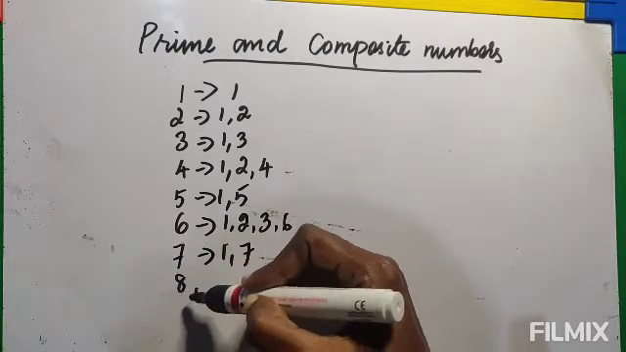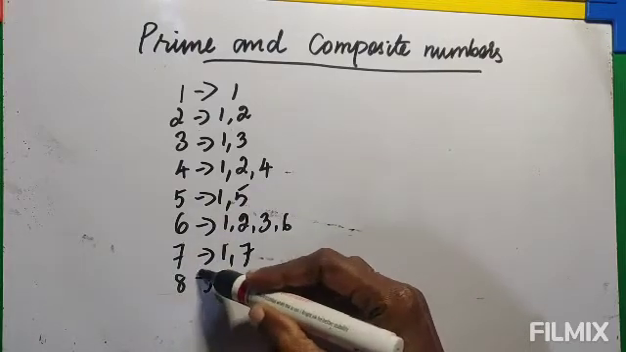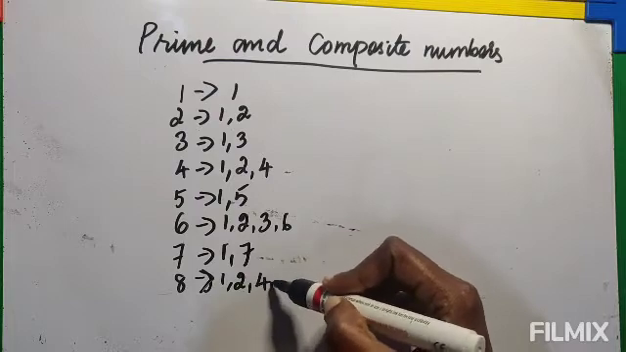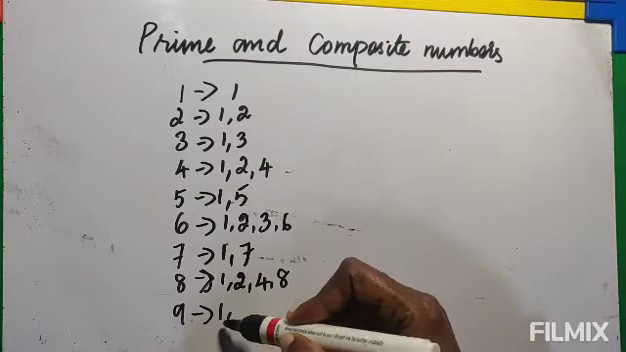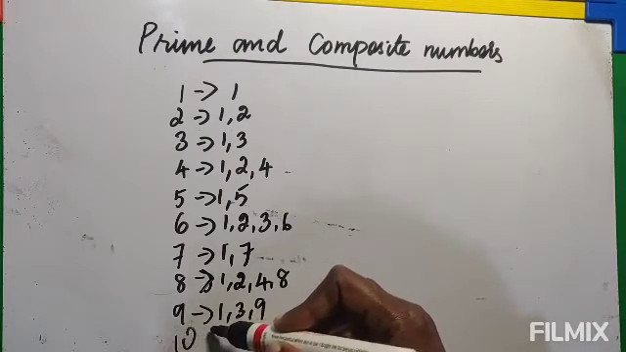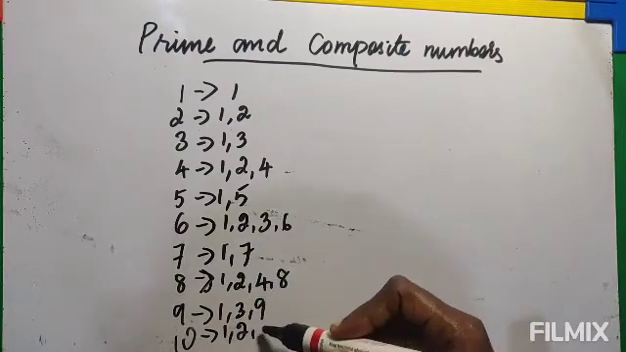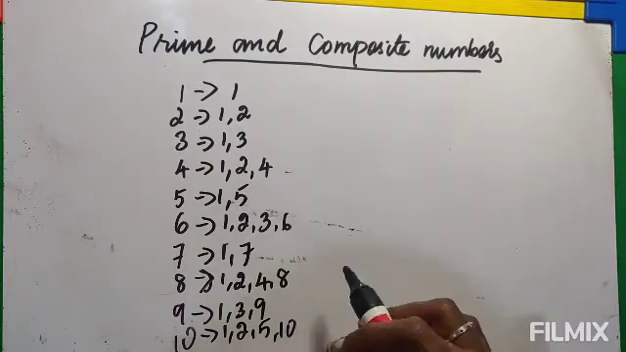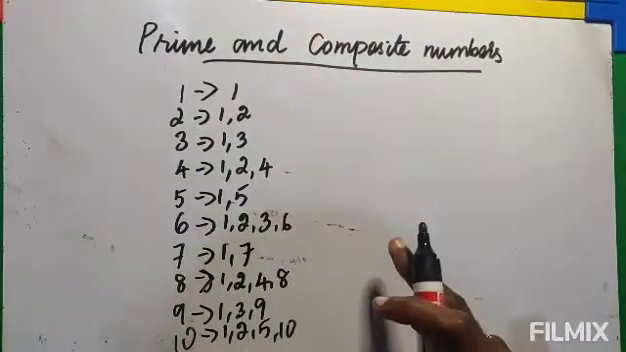Factors of 8 are 1, 2, 4 and 8. Factors of 9 are 1, 3 and 9. Factors of 10 are 1, 2, 5 and 10. Okay, if you see here, 1 has only one factor.